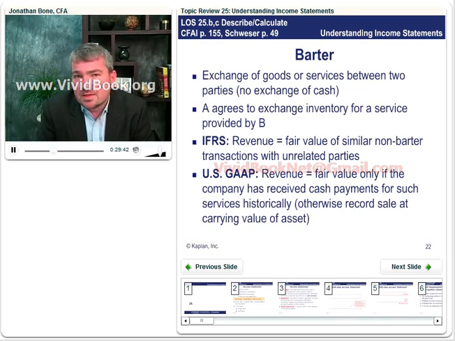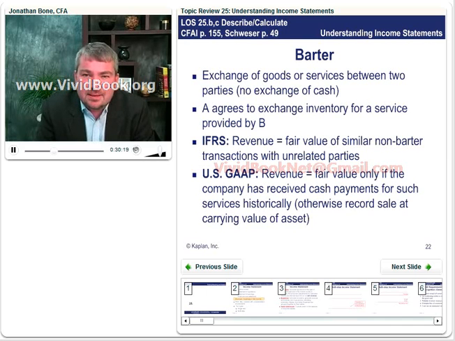So what are the rules? Well, notice IFRS says record a sale, and that sale should be equal to the fair value of similar non-barter transactions with unrelated parties. In other words, record the sale at the price you've received for similar transactions in third-party arm's length transactions. Unrelated parties, of course, means no related parties, no corporate insiders, shareholders or directors, because of course the problem with corporate insider transactions is they may not be at proper commercial terms, they may not be at arm's length.